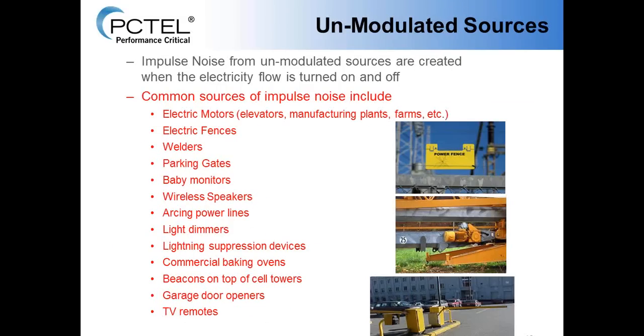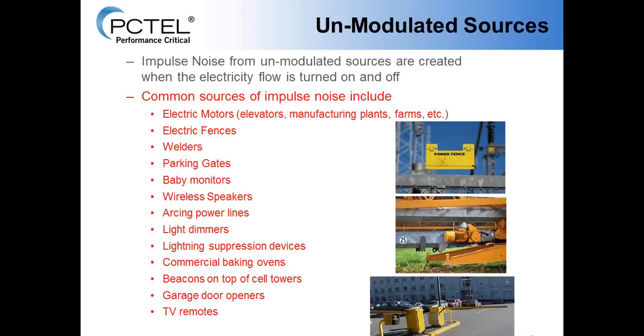On the next slide, I'm still talking about unmodulated sources. This is impulse noise from unmodulated sources, and these are created when the electricity flow is turned on and off to the device that's causing this interference. Common sources of these impulse noises can include electric motors when they're operating, let's say, in an elevator, where it goes on and off depending upon when the elevator is operating, manufacturing plants, farms, and the like. They can be caused by electric fences, which turn on and off so cattle don't get hurt by the electric fence, welders, and parking gates.